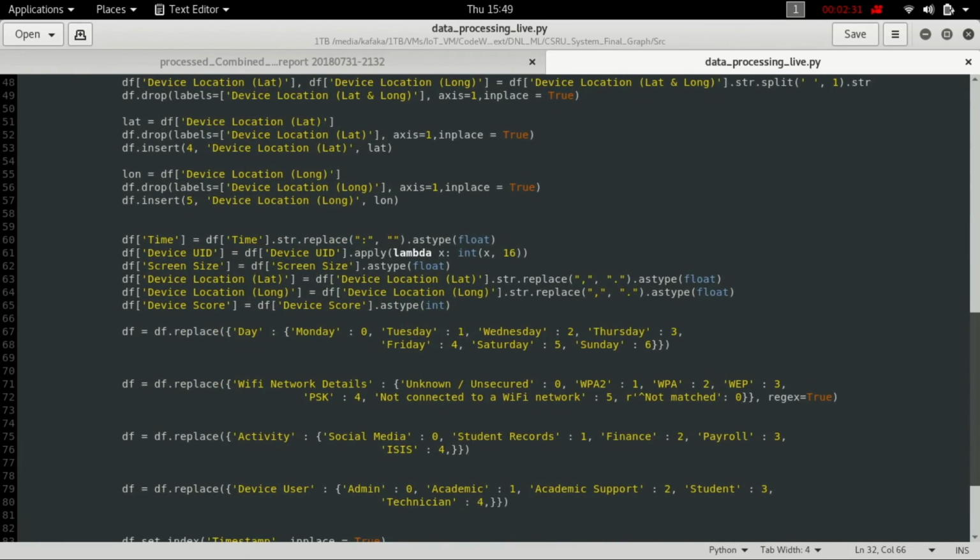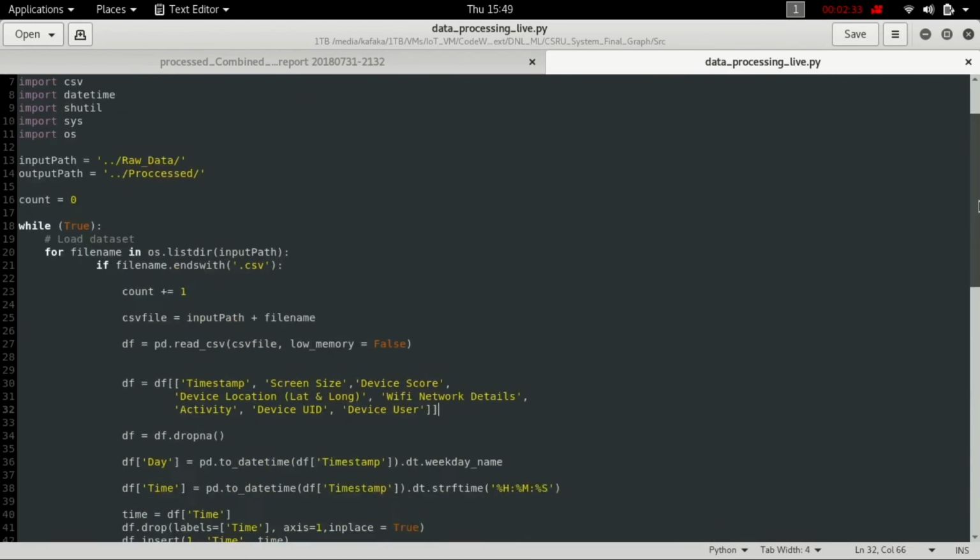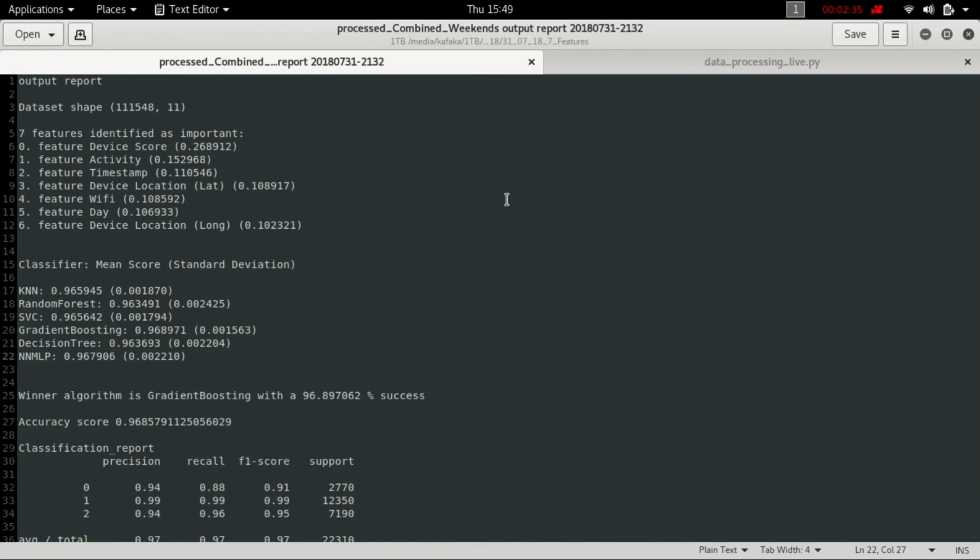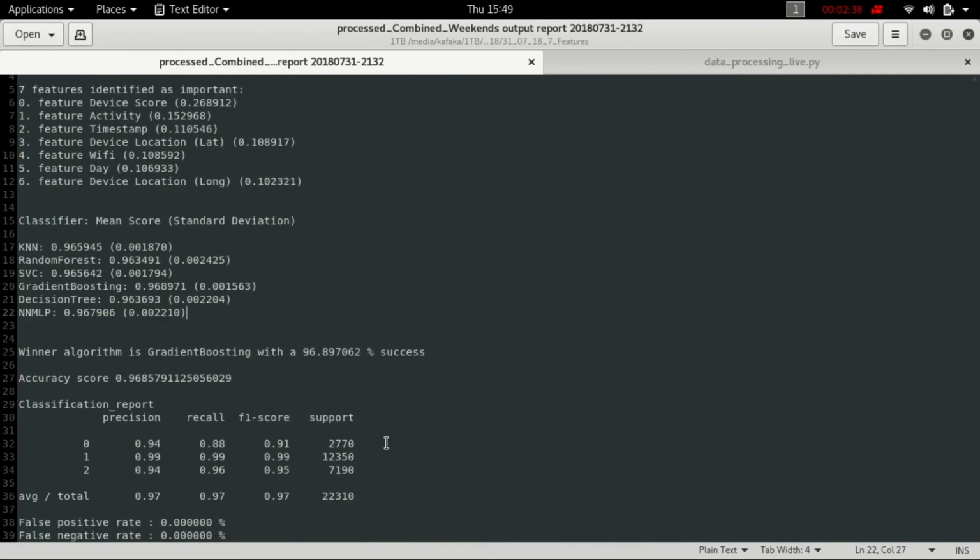Because of this, the categories that it output, instead of saying allowed, pending or blocked, were 0, 1 or 2. So 0 was allowed, 1 was pending and 2 was blocked.